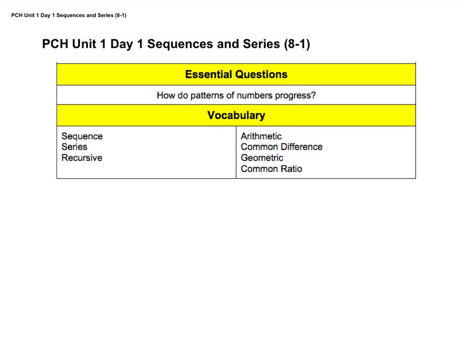All right, so as we begin our first unit, this first unit is going to be on sequences and series and a couple of different applications and extensions of them. If you look over here at our essential questions for the unit, there's three main questions that give us the three big topics in our unit. How do patterns of numbers progress? That's the different kinds of sequences that we're going to be dealing with.